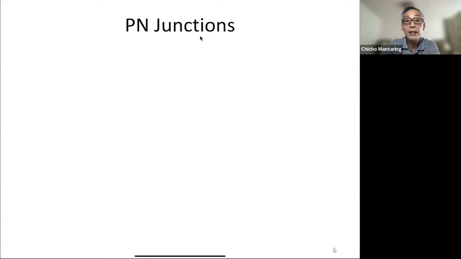Okay, so let's go to the next topic, and this is your p-n junction. The discussion of p-n junctions is going to be rather qualitative. That's one of the things that happened to this course when the pandemic came: from being highly theoretical, we toned down the discussions and made them more qualitative. First of all, how do you create a p-n junction?